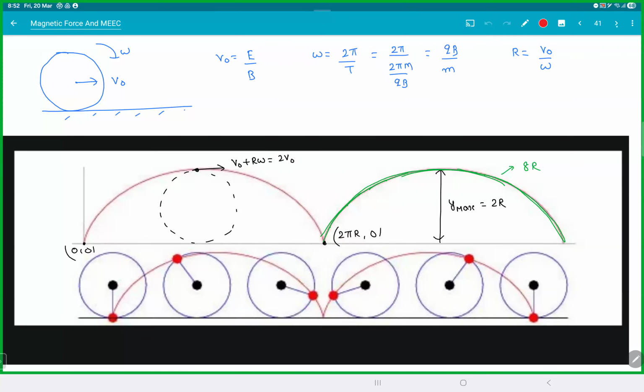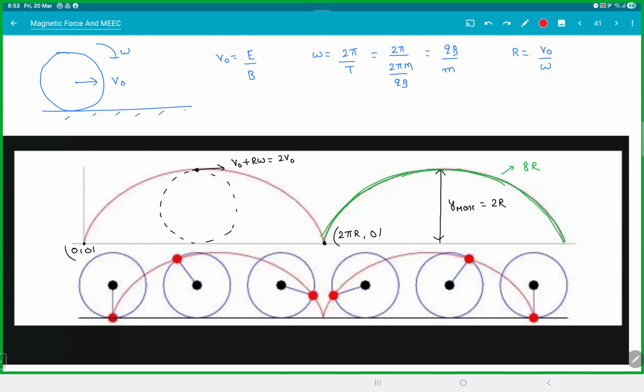Mathematically, we proved it. So whenever you get this question, what do you do? You replace this whole question with a circle with speed v0 and omega. What will be the speed v0? E by B. If you look at that, it checks out dimensionally, isn't it? And omega is your regular omega, qB by m. Radius will be v0 by omega. There you got everything you want to solve.